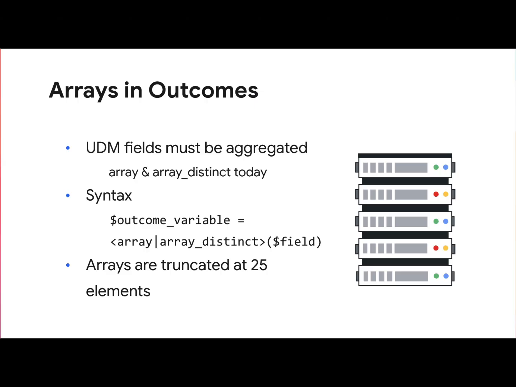Finally, it's worth mentioning that arrays are truncated after 25 elements, but when using array underscore distinct, all deduplication will take place before the truncation occurs. To me, this makes array distinct my go-to aggregation for strings.